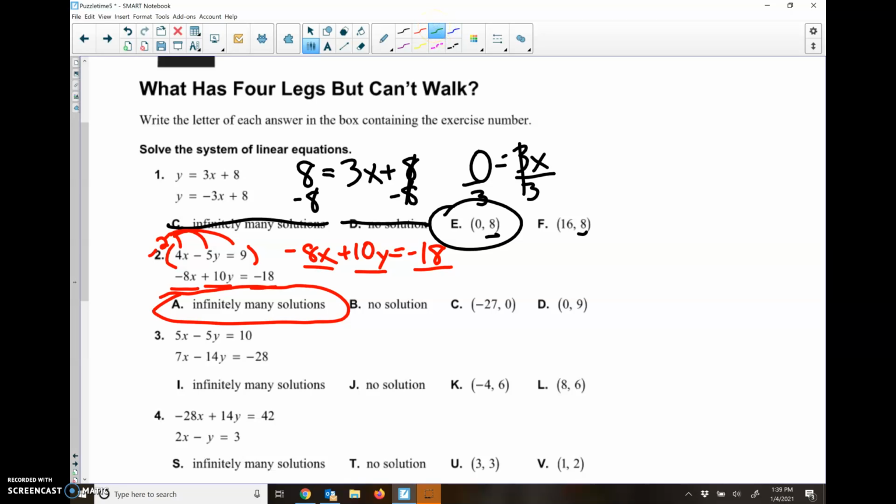All right, here I have 5x and 7x and 5y and 14y and 10 and negative 28.